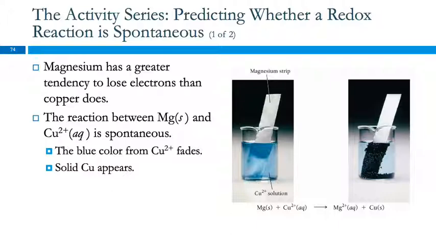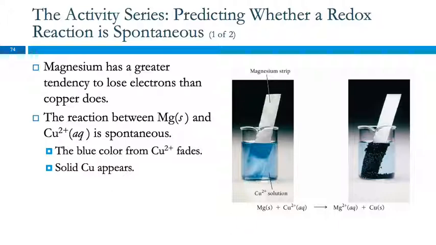Activity series. So here we have a picture of a strip of magnesium in a solution of copper ions. And we saw solutions like that before, right? A pretty blue color. If we let this sit, after a few minutes, it's going to look like this. And if we let it sit longer, notice that the blue color is fading? The blue color would be gone and it would be colorless.